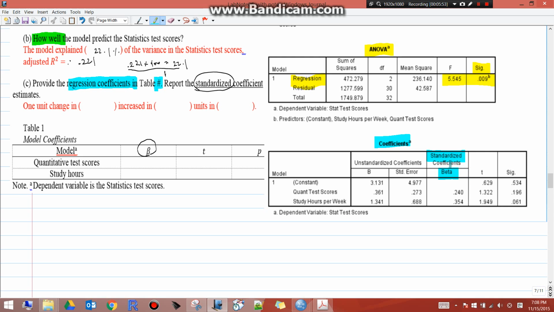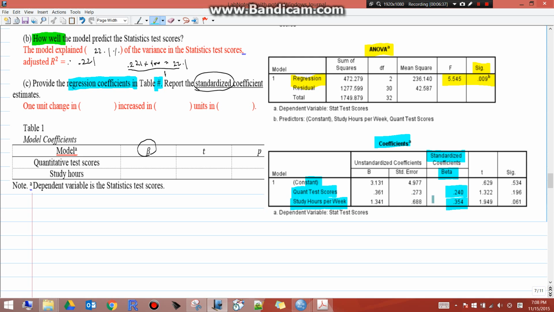So here we have the constant, but we're not going to talk about this. We have two predictors. One is quantitative test scores, the other is study hours, and this is the beta for the quantitative test scores, and this is the beta for the study hours. As you can see, the unstandardized coefficient for the quantitative score is 0.361, and for the study hours it was 1.341, but once we standardize, it looks like really huge differences over here. However, if you look at over here, it is not that different.